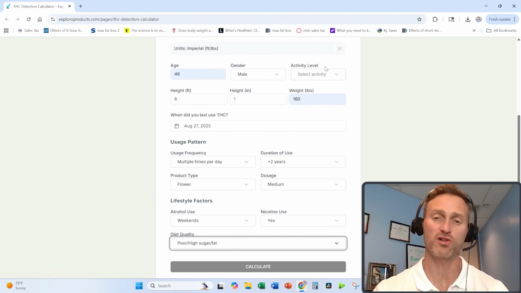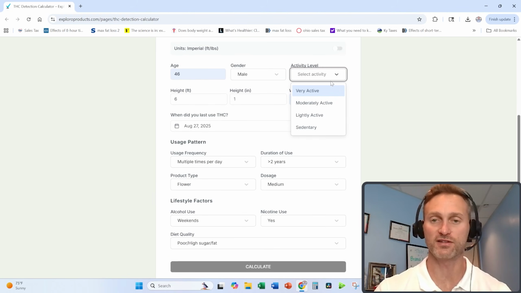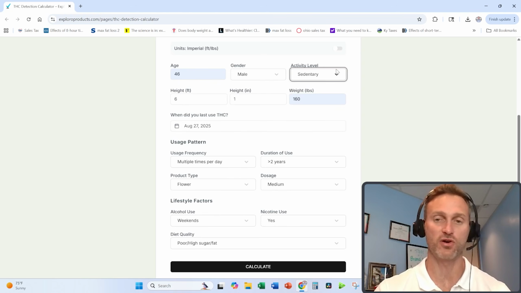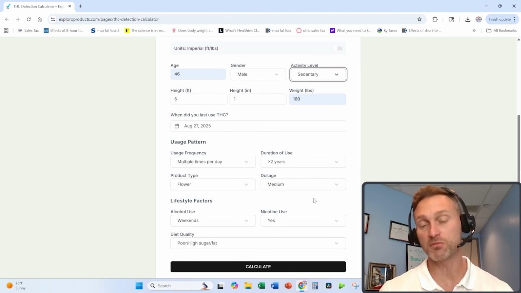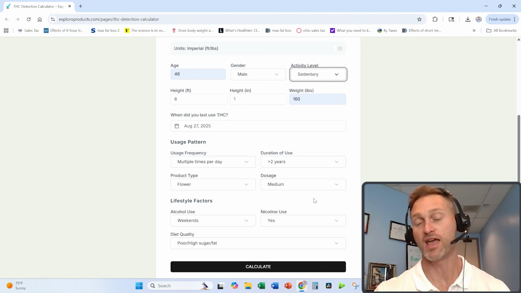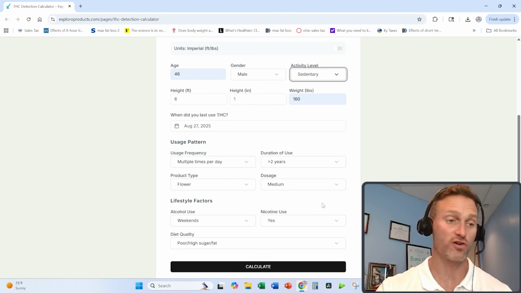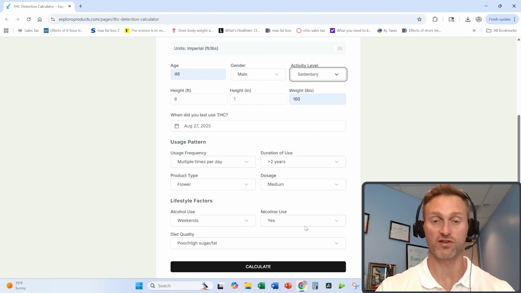And, oh, sorry, I forgot activity level. They're going to be sedentary, basically no exercise. So a sedentary person with a poor diet, my assumption is that that person is going to be overweight. They're going to have more body fat, and they're going to be able to store THC and then release it later in time, longer than somebody that is fit and has a very clean diet. So is that everything in here?